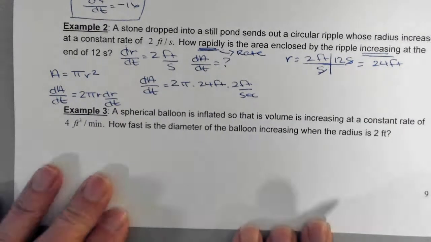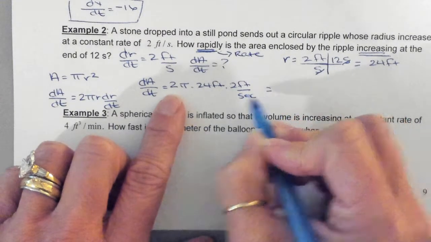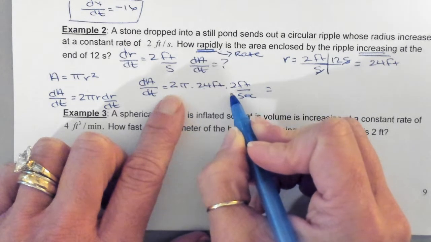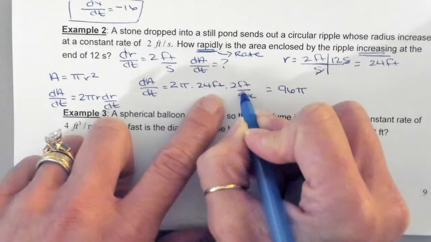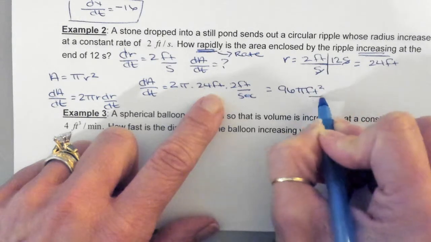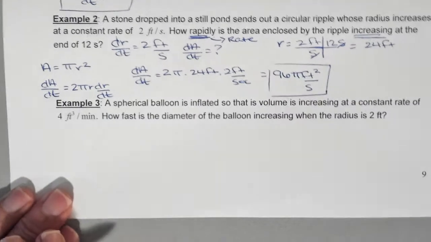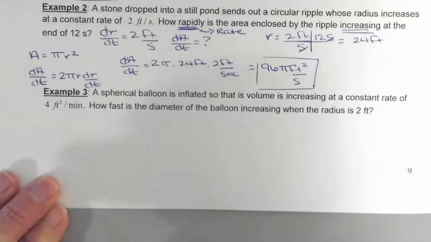So now we just need to multiply and make sure we have the appropriate label. So we have dA dt is equal to 24 times 2 is 48, times 2 is 96. So we have 96 pi. Don't forget that. What about my feet? Feet squared per second. That's your answer. Okay, questions? Everybody's good so far? All right, so let's take a look at this next example.